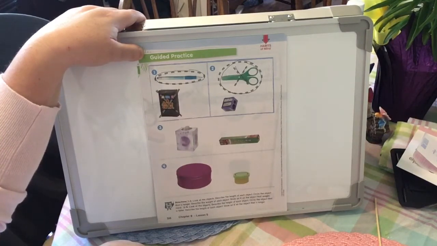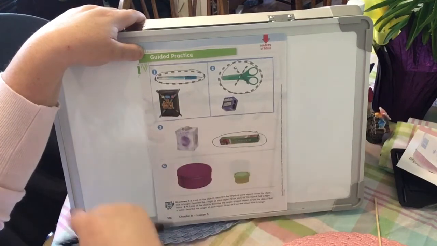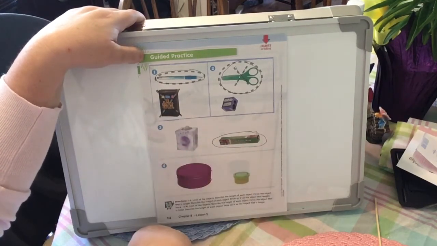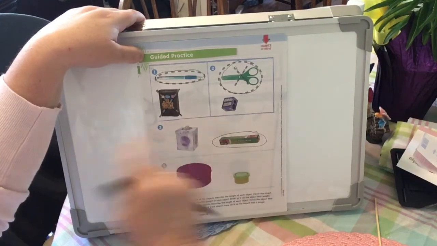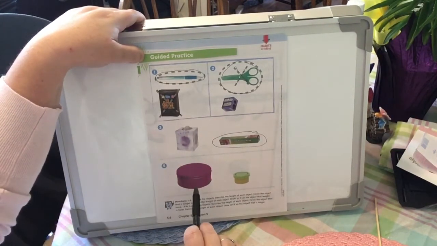Which one is longer? The plastic wrap is longer. Which one do you think is going to be heavier? The tissue box or the plastic wrap? That's a good question. I'll tell you what, I'm going to leave you to find that out. You think about that.